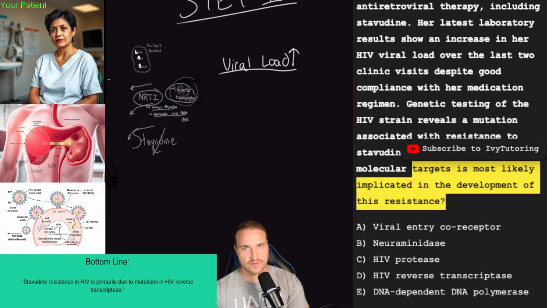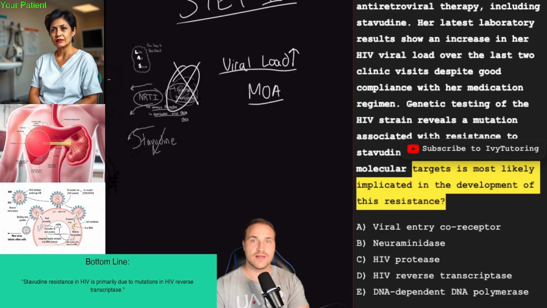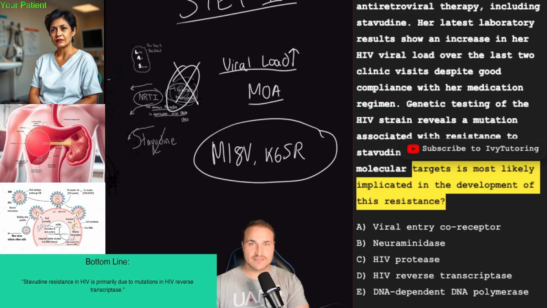And in order to answer the questions about drug resistance, you need to know the mechanism of action. And the mechanism of action is all over this exam. You have to know the MOA of every single drug. But it's easier than you think because you can cluster the drugs together, and usually they have common nomenclature. So we have a reverse transcriptase mutation, and that disrupts the binding of the drug to the enzyme, right? You can no longer bind there. M184V, K65R, or thymidine analog mutations, commonly referred to as TAMs, reduce the efficacy of stavudine.